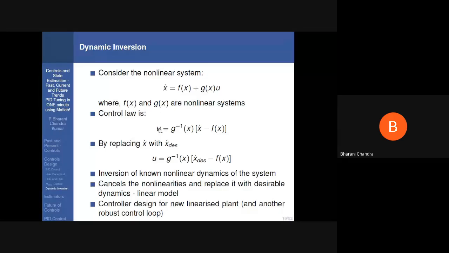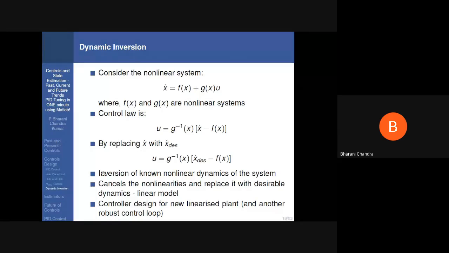If I choose the control law u equals g inverse(x) times (x dot minus f(x)) and substitute this u here, the g terms get cancelled and the f terms also get cancelled, and you are left with x dot equals x dot. But that is not what I want. What I want is to drive x to x desired, so that my plant state and the desired state are the same. So instead of x dot, if I use x desired dot and substitute this u, then x dot equals x desired dot.